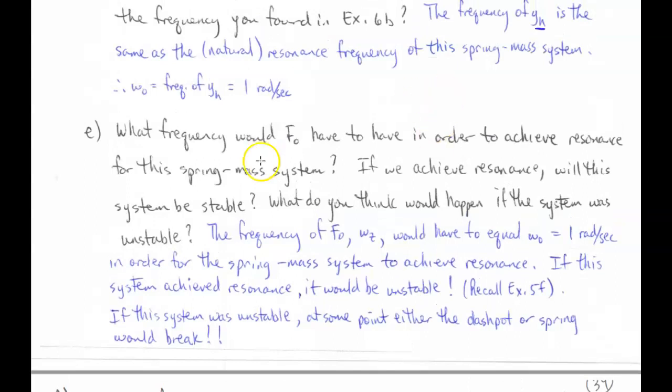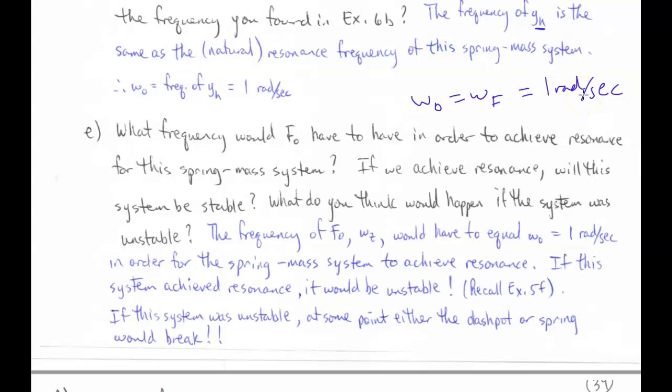Here it says, what frequency would our force function have to have in order to achieve resonance for the spring mass system? And if we achieve resonance, will this system be stable? And what do you think would happen if the system was unstable? Of course, we know that our force frequency would have to be the same as the natural frequency of the system. So we would have to have both of these be the same, which in this case would have to be 1 radian per second.